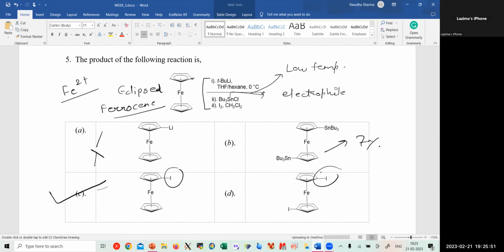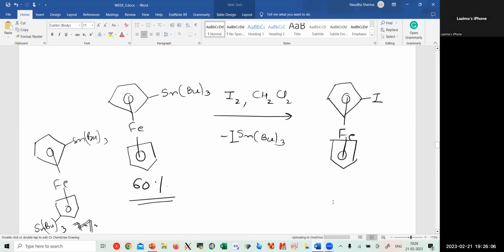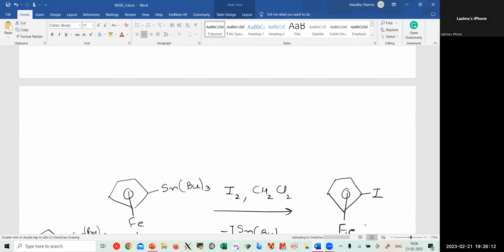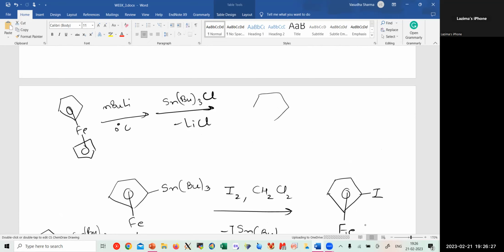So firstly, this butyl lithium is to activate this particular thing and take up the proton. As soon as the proton goes off, the butyl tin, being an electrophile, comes into picture at this particular position. So this happens this way. So firstly, in presence of N-butyl lithium, keeping the temperature very low, and followed by tin butyl fluoride, the lithium fluoride will go out and you will have a combination of Sn-butyl 3.